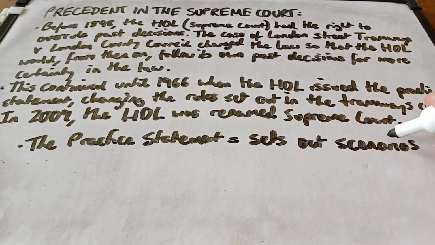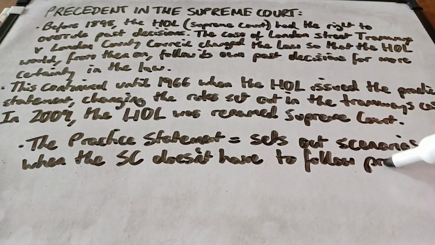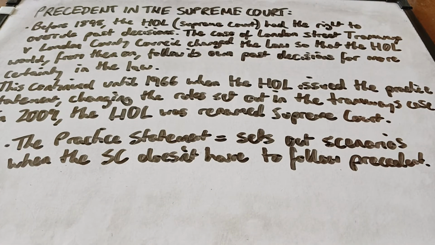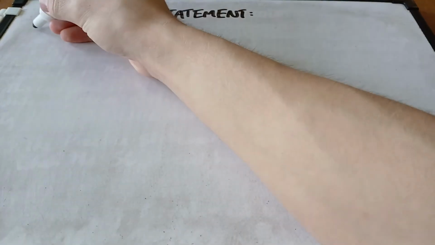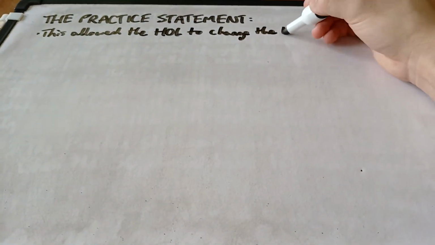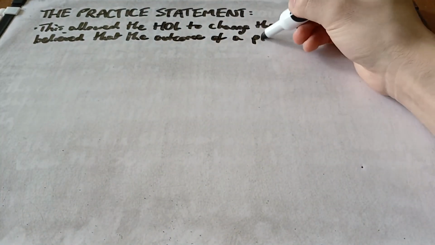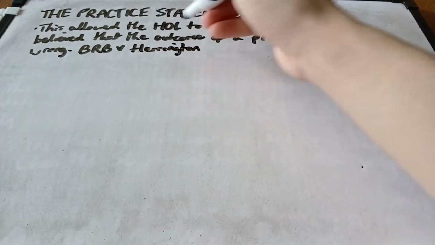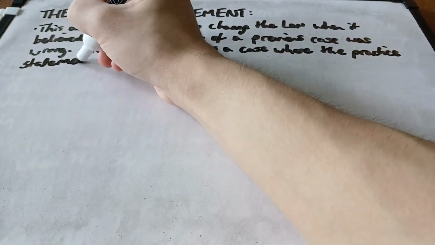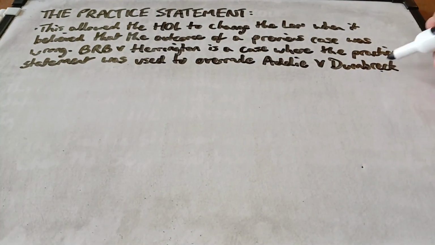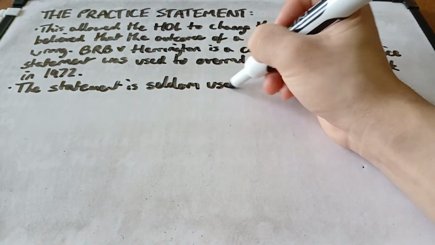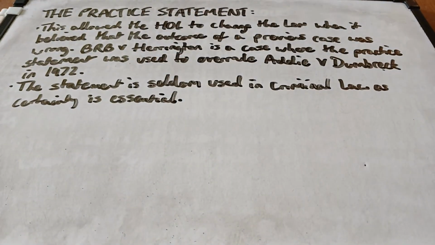The practice statement is a document that sets out scenarios where the Supreme Court doesn't have to follow precedent. This allowed the House of Lords to change the law where it believed that the outcome of a previous case was wrong. BRB versus Harrington used the practice statement to overrule Addy versus Dumbreck in 1972. The statement is seldom used in criminal law, as certainty is essential.